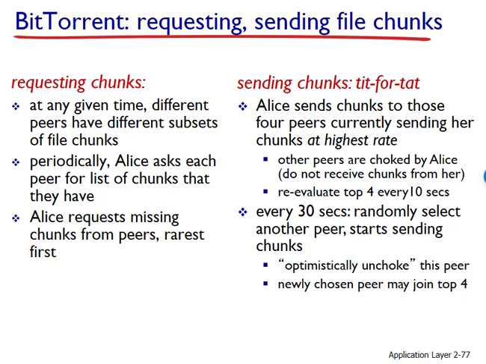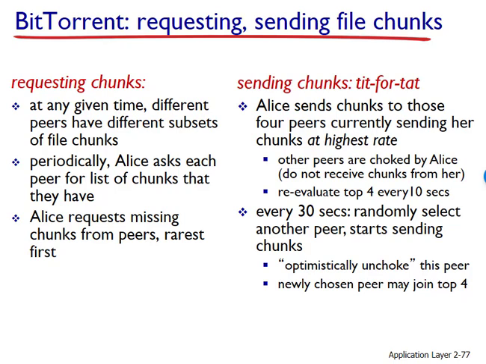Each torrent has an infrastructure node called a tracker. When a peer joins a torrent, it registers itself with the tracker and periodically informs the tracker that it is still in the torrent. In this manner, the tracker keeps track of the peers that are participating in the torrent. A given torrent may have fewer than 10 or more than 1,000 peers participating at any instant of time. At any time, each peer will have a subset of chunks from the file, with different peers having different subsets.